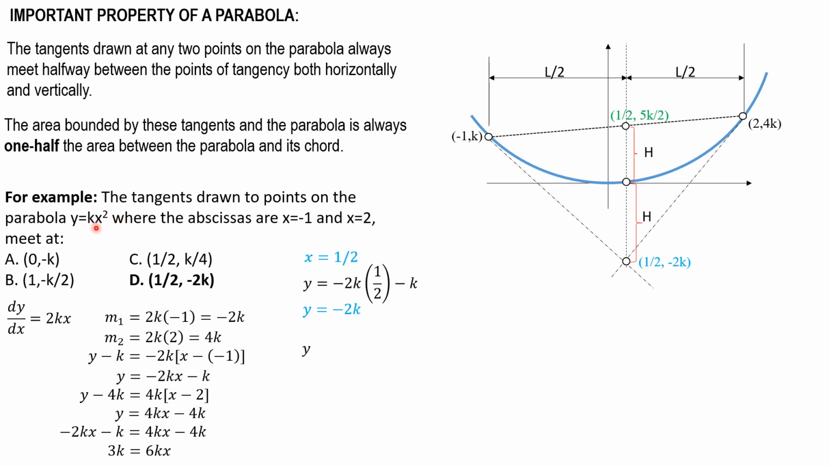So the vertical, by the way, let's find this point here. All you have to do is substitute x is 1/2. So y is k times 1/2 quantity squared. So y is k over 4. So this is 1/2 comma k over 4.